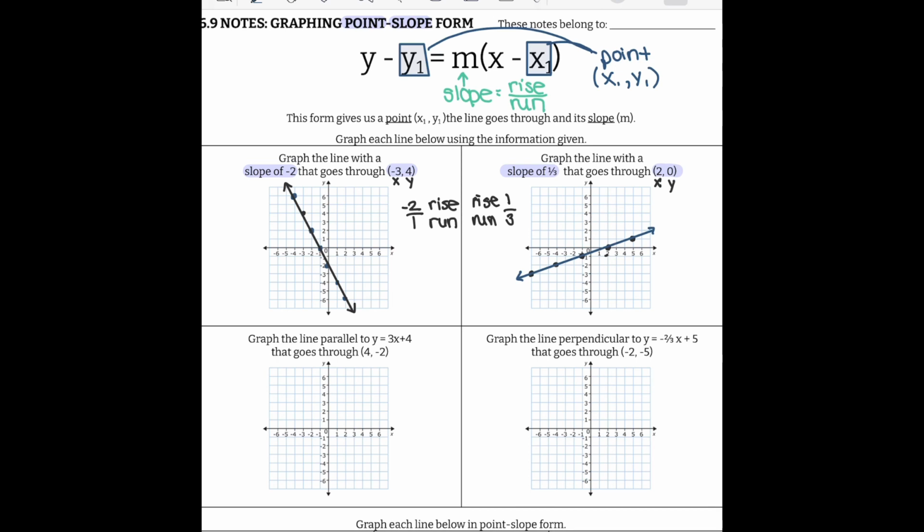Okay, we've got 2 more that are kind of like this, except the description is a little bit different on the next 2. The third one says graph the line parallel to this line, y equals 3x plus 4, that goes through the point 4, -2. So we need exactly what we had on the last 2, a point and the slope. So I've already got the point 4, -2. It goes right here. And in order to graph a line parallel to y equals 3x plus 4, I need the same slope. That's what parallel means.